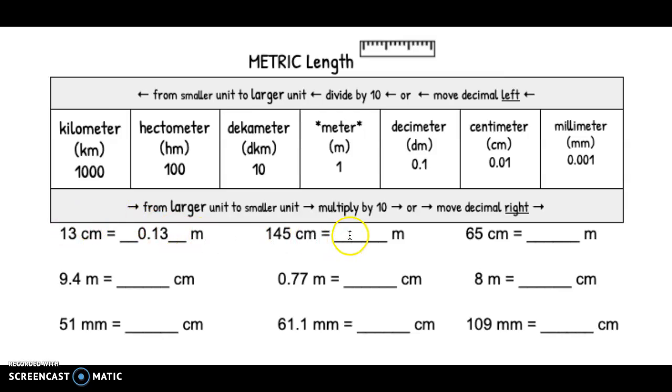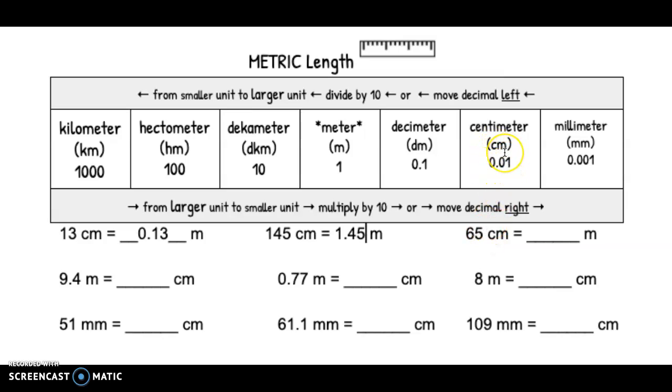Let's go to this next problem. Here I have 145 centimeters again, and I'm changing to meters, 1, 2 hops. My decimal, which is invisible behind the 5, has to move 2 places to the left as well, which means my answer would be 1.45 meters.